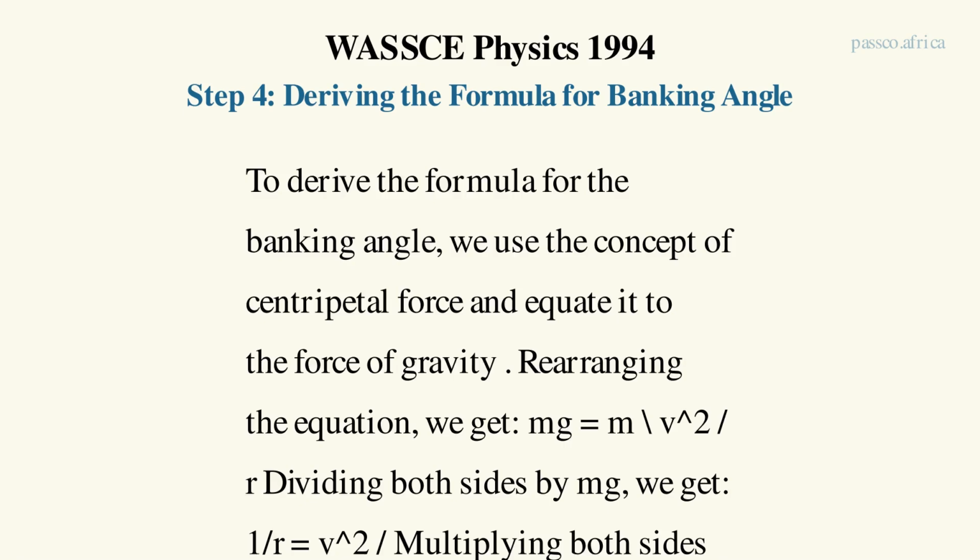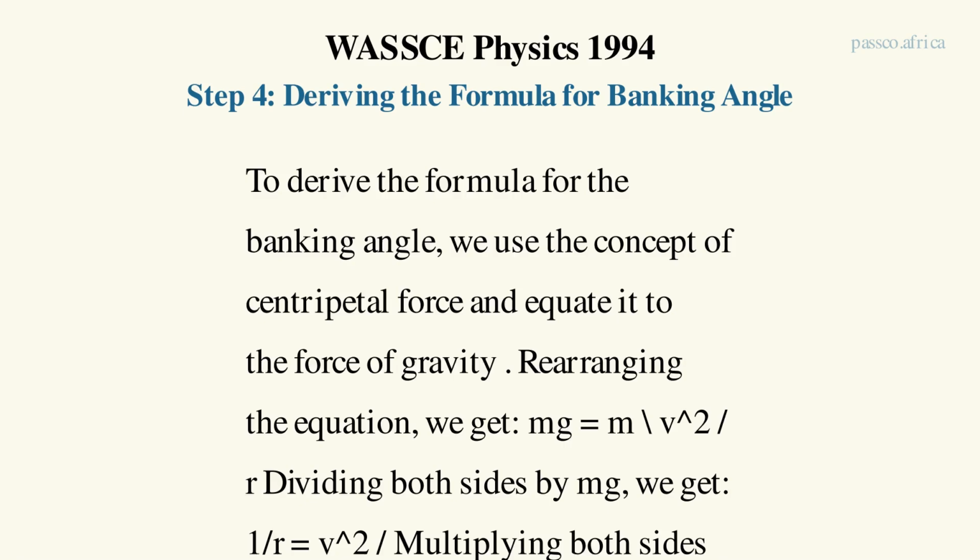Dividing both sides by mg, we get 1 slash a equals v squared slash multiplying both sides by a, we get a equals g backslash a slash v squared. Now, dividing both sides by g, we get a slash g equals a slash v squared. Multiplying both sides by v squared, we get v squared backslash a slash g equals a. Now, dividing both sides by a, we get v squared slash g equals 1. Now, taking the square root of both sides, we get v slash sqrt equals sqrt. Multiplying both sides by sqrt, we get v equals sqrt.